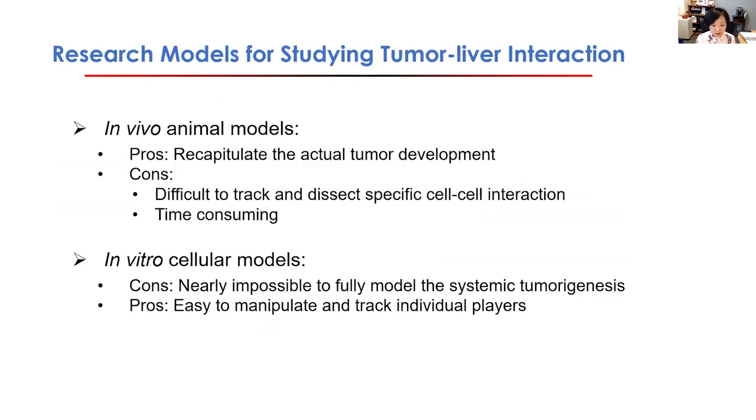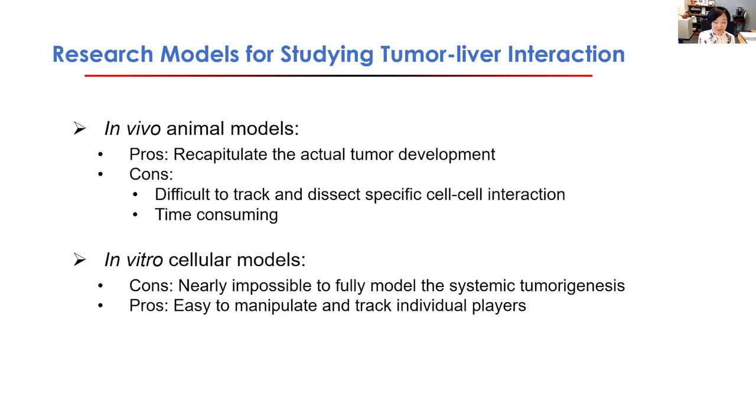There are different research models you can use to study tumor-liver interaction. As I showed you previously, you can use in vivo animal models because, if you do everything right, they can recapitulate tumor development very well. The mouse tumors that we generate in our models, some actually look very similar to those tumors we've seen from patients. But the difficulty of using an in vivo animal model is that it is very difficult to track and dissect specific cell-cell interactions, because what we see in vivo is always a systemic response, and it can also be time-consuming.